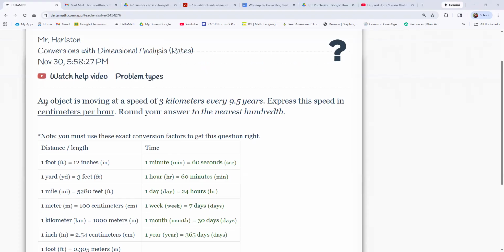I'm going to do another example of converting from one rate to another rate. It says an object is moving at a speed of 3 kilometers every 9.5 years. Express this speed in centimeters per hour. Round your answer to the nearest hundredth. It means 2 decimal places.